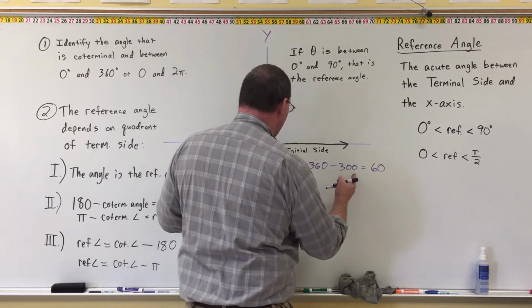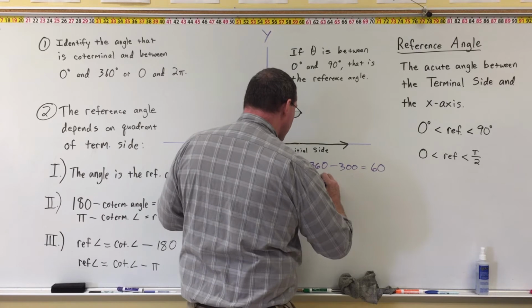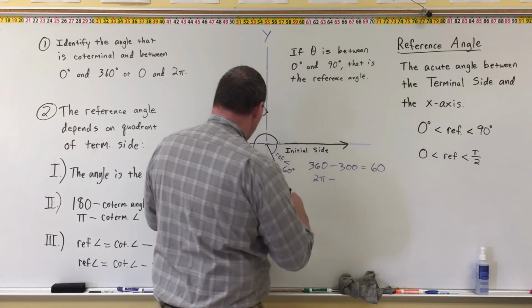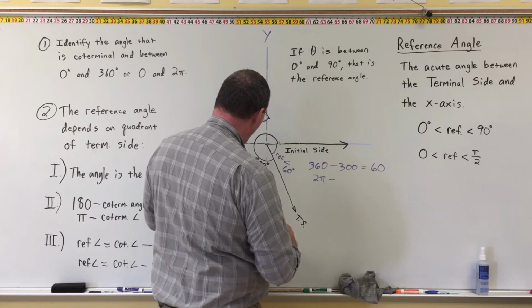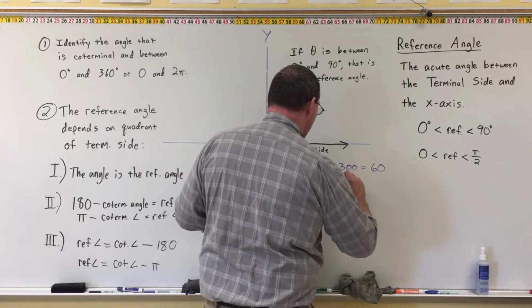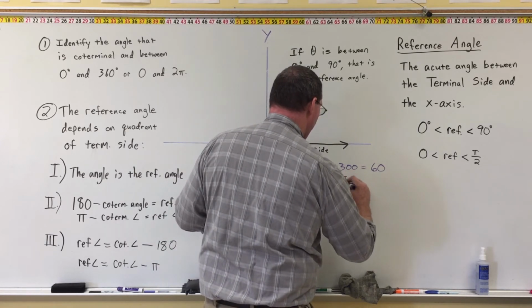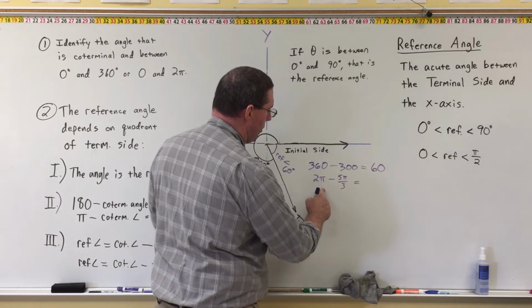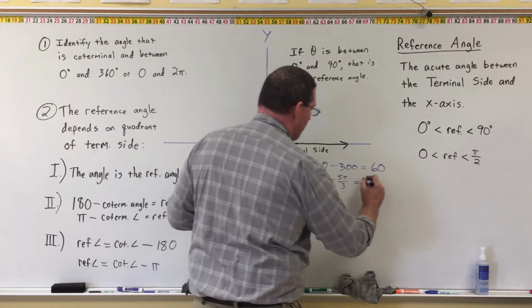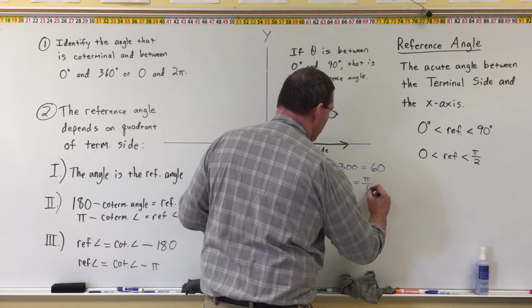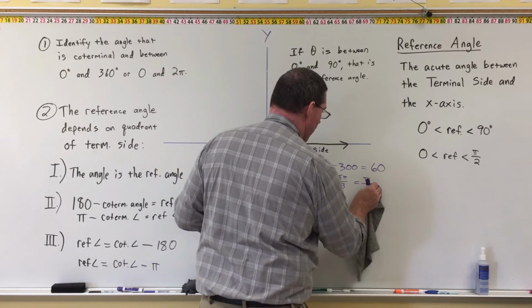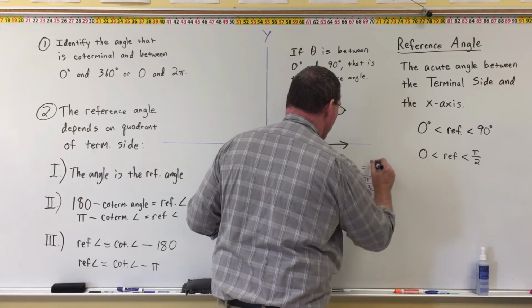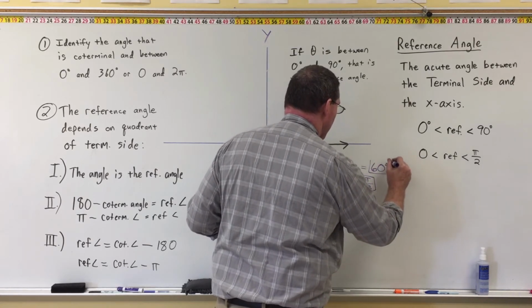Or let's say that you were given it in radians. We would then have to do 2 pi minus 5 pi over 3, since 300 degrees is 5 pi over 3. Remember, 2 pi is the same thing as 6 pi over 3, and 6 pi minus 5 pi is pi. So the reference angle would be pi over 3, which is 60 degrees.